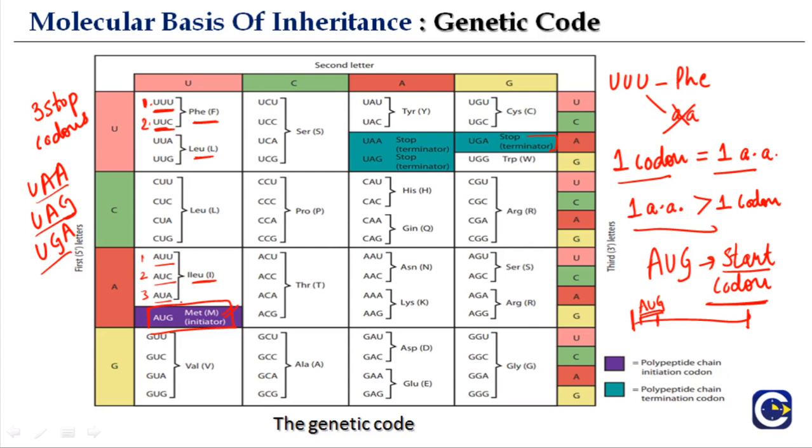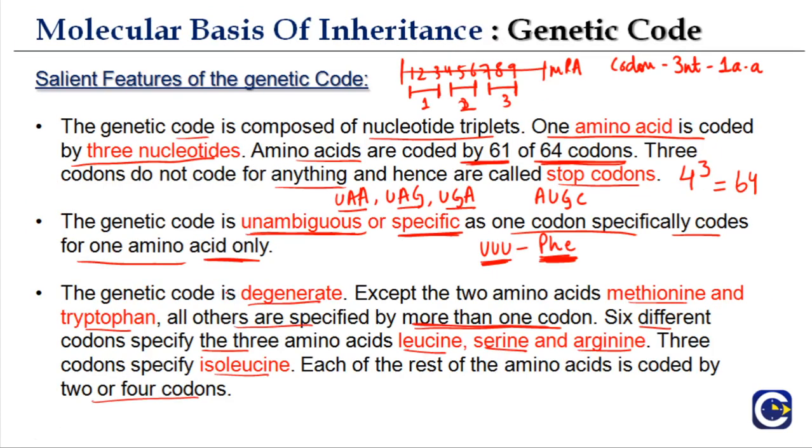So this is called the degenerate nature of the genetic code, where one amino acid can be coded for by more than one codon. But what is unambiguity? That AUU will always code for isoleucine. It will not code for any other amino acid. So the genetic code is degenerate because more than one codon can code for an amino acid. Like, one amino acid can be encoded by more than one codon.